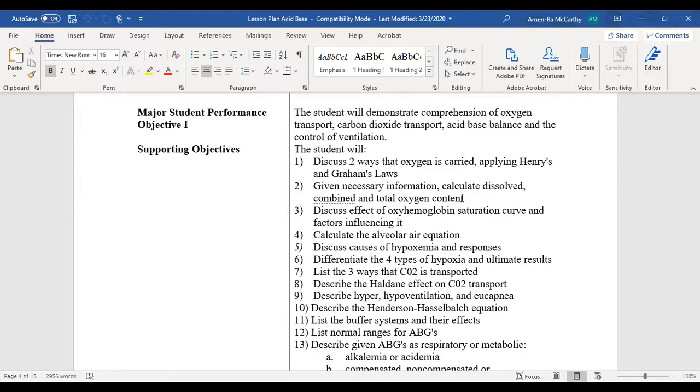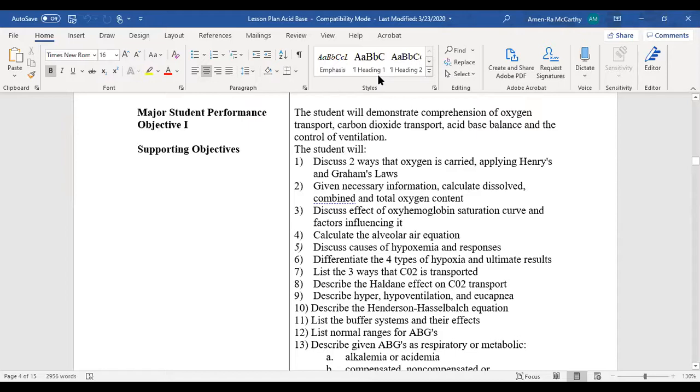Anybody? Carbon dioxide. No. What does oxygen combine with in the red blood cell? What is hemoglobin? Hemoglobin. The hemoglobin is what's responsible for pulling and attaching to those oxygen molecules so that it can be carried. Well, that's just one way. Combined is one way. It also is dissolved into the plasma. And there are formulas to find out both of those. Both of those will have a formula. And then when you put both formulas together, it gives you your total O2 content, which is another formula, okay?